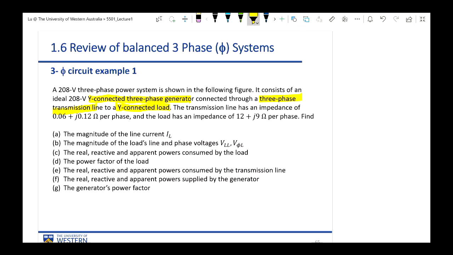What is the magnitude of the line current? Very easy question. Line current, based on Ohm's law, equals... The line current for the Y connection pattern is equal to the phase current, right? This is the first thing. And for determining the phase current, the phase current is equal to the phase voltage divided by the phase impedance.